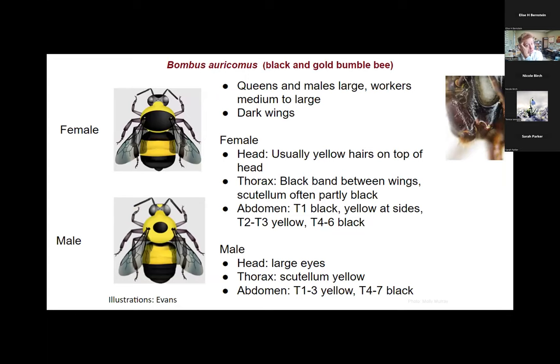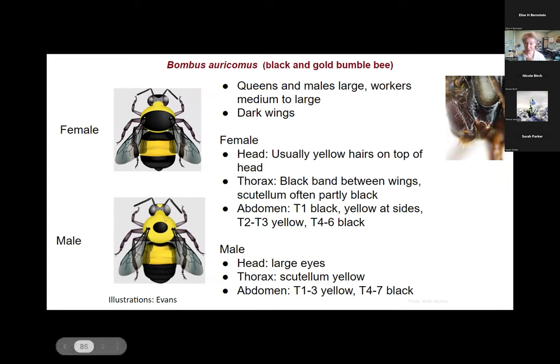So the black and gold bumblebee, these are the biggest bumblebees that we have in Minnesota. Both the males and the females are really big. The females have mostly black on the thorax. T1 is black, T2 and 3 are yellow, and then the rest is black.